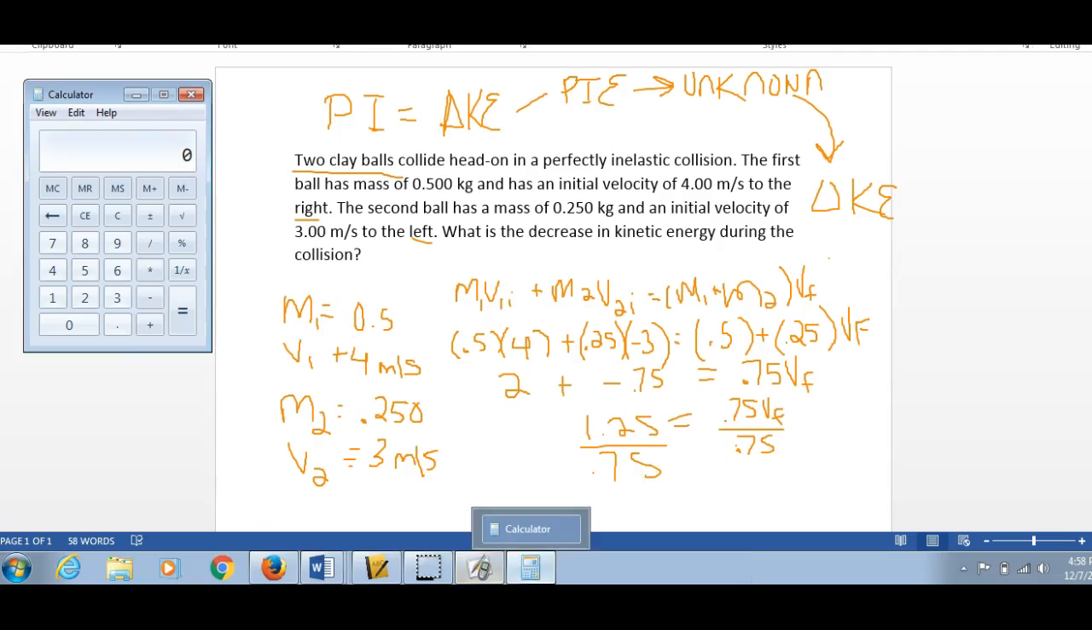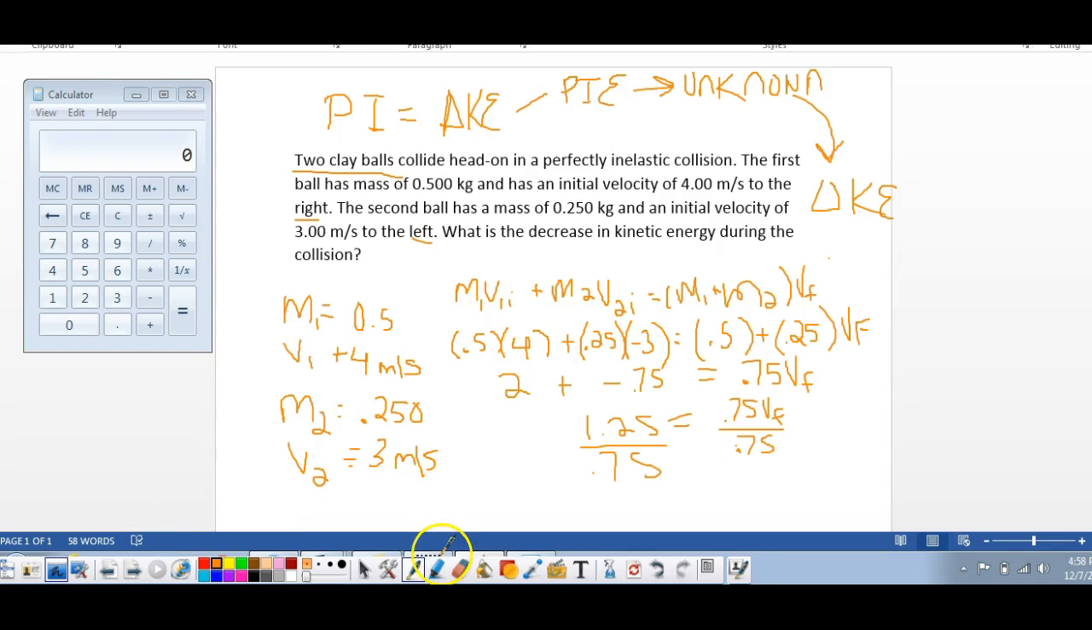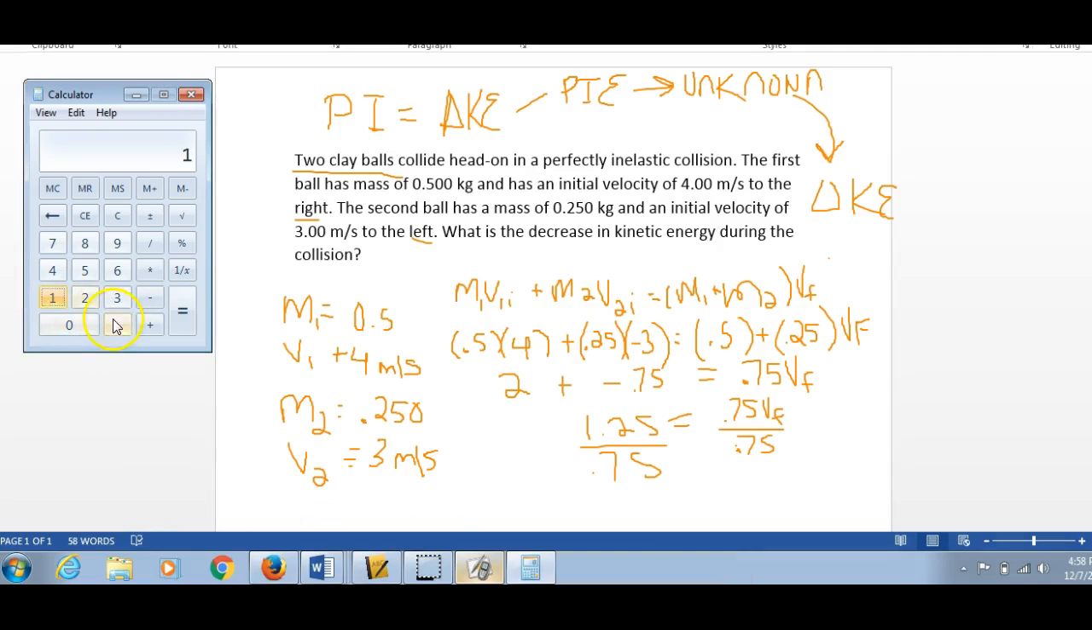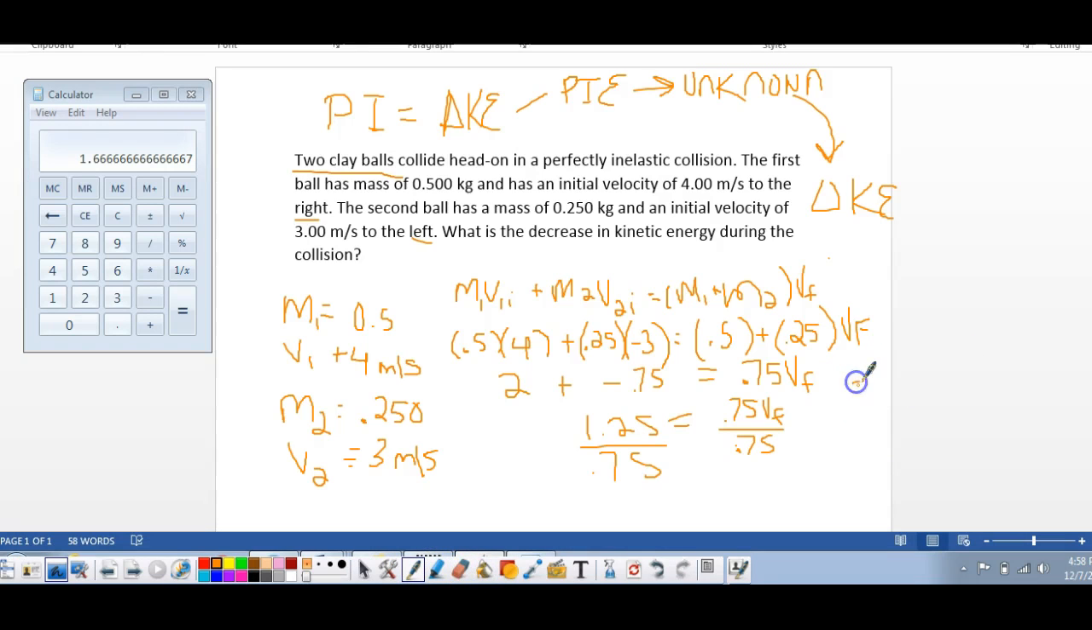Let's get our calculator out. So we've got 1.25 divided by 0.75. It's going to give us 1.66. Looks like we have three significant figures, so 1.67 is going to be our answer. So velocity final is 1.67 meters per second. So that helps us with the next part. We've got this first part done.